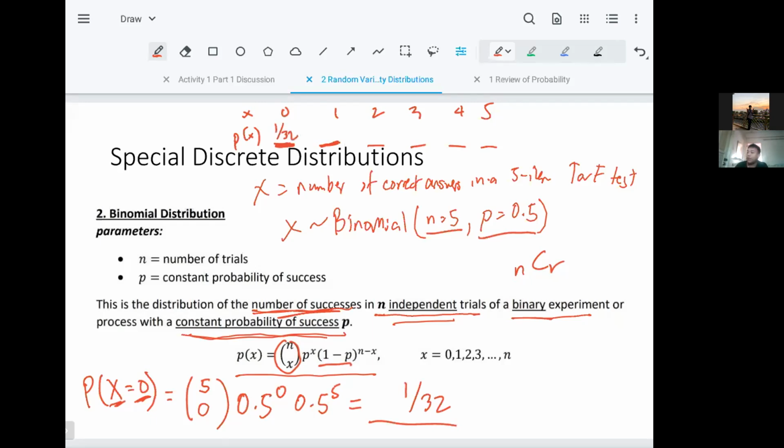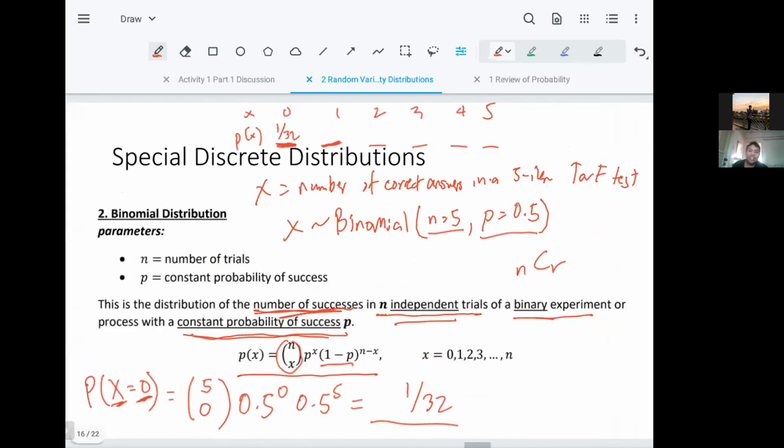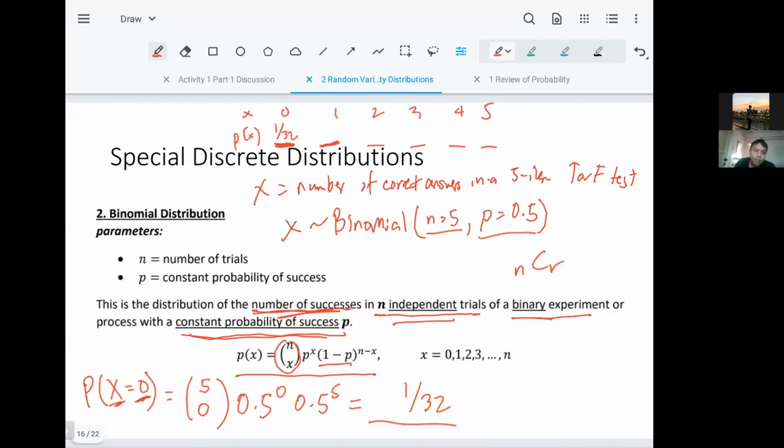1 out of 32. So nakita na kung bakit 32. Yan, 1 out of 32 yan. Pag ginawa kong x equals 1, 5 out of 32 yan for sure. Makukuha nyo lahat yung values na yan. Okay? So ganun siya nakuha. Kasi I'm assuming that it's a binomial random variable.